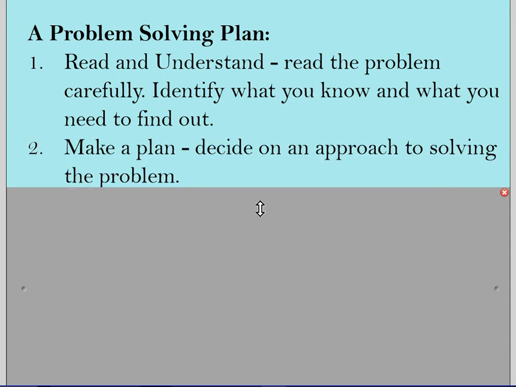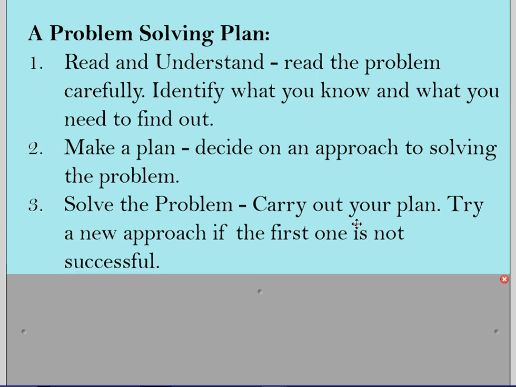In step 2, we want to make a plan, just decide on an approach to solving the problem. In the example I'm going to show you, we are going to write an equation, and that's usually what you're going to end up doing this year in algebra. Step 3, solve the problem. Carry out your plan, solve the equation, and if the first one doesn't work out and doesn't make sense, then try again. Try to switch up your approach.